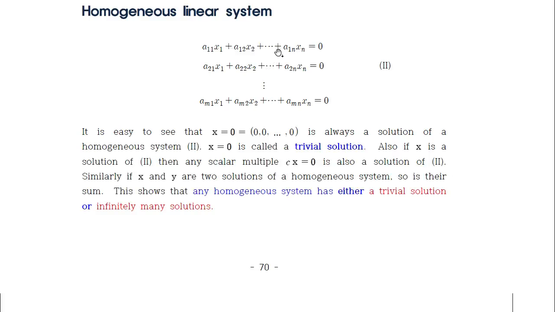Next, homogeneous linear system. If all the bi's are 0 in the linear system of equations, we call this a homogeneous system of linear equations. In this case, if all the xi's are 0, it always satisfies this linear system. So the zero vector is always a solution of a homogeneous system of equations. We call it the trivial solution.